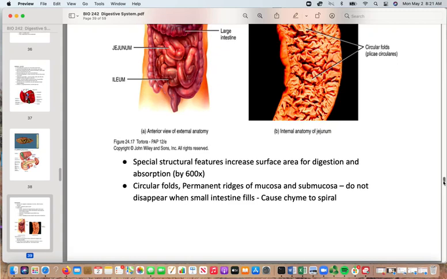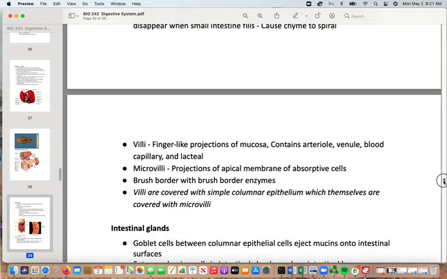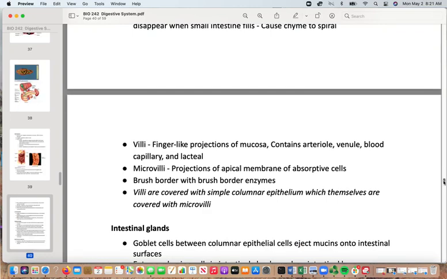So we have the circular folds, permanent ridges of the mucosa and submucosa that do not actually disappear when the intestine fills. Instead, this is going to cause the chyme to spiral as it goes through. The villi are finger-like projections of the mucosa. They're going to have an arteriole, venule, and blood capillary, as well as a lacteal. The microvilli are projections of the apical membrane of absorptive cells. That's going to increase the surface area even more.